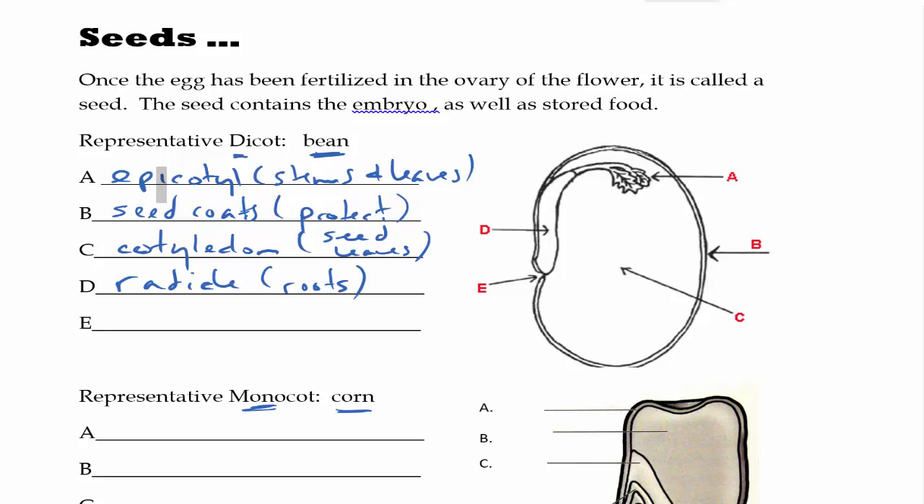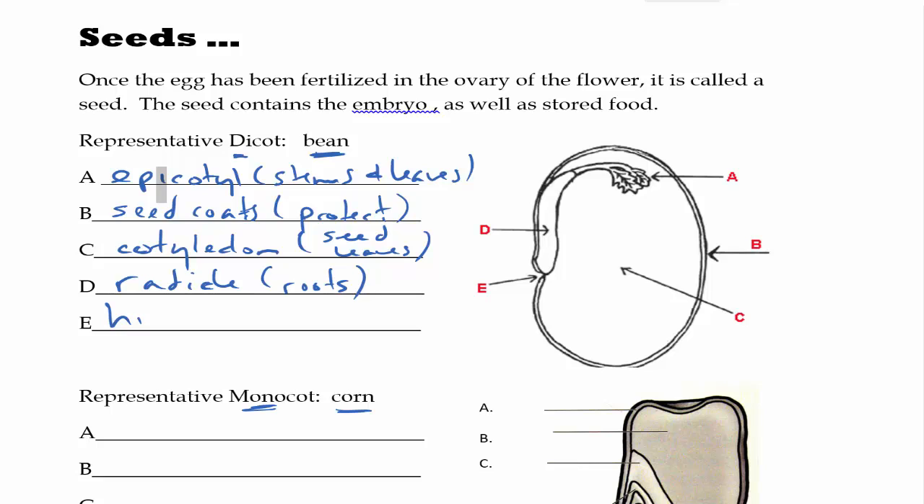So they have an interesting tropism, or a behavior. They will always grow towards the center of the earth, whereas the cotyledons will always grow towards the sun. This is a positive phototropism, they say. This is a positive geotropism. Then we have structure E, which is the hilum.